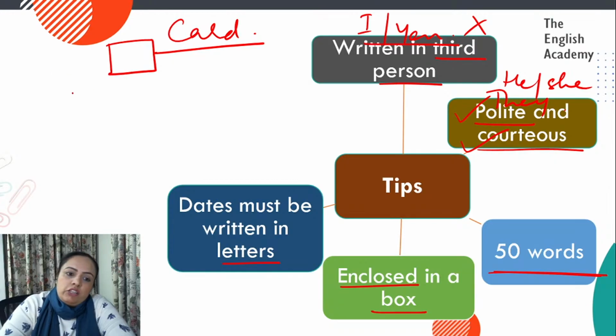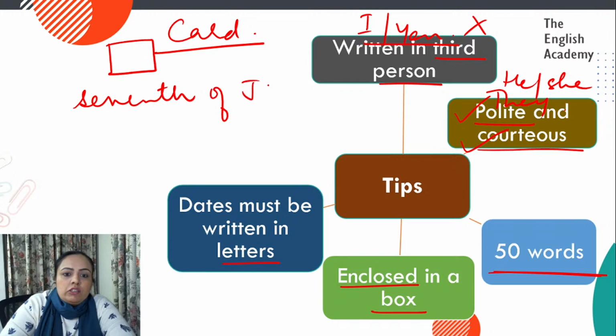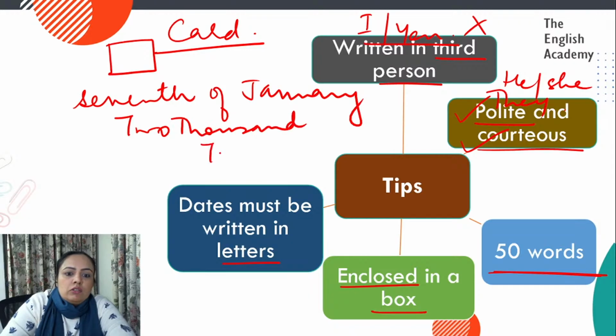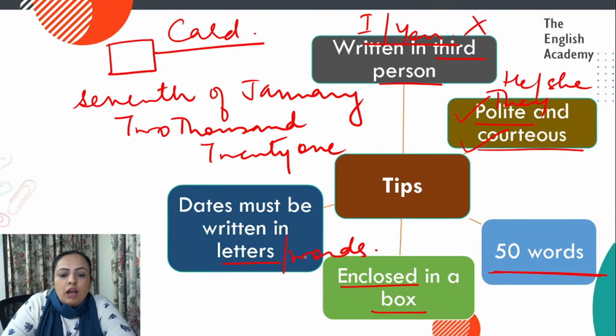तो आप अपने इनविटेशन में लिखेंगे you are invited to my housewarming party which will be held on 7th of January then 2021. So this is how you have to write in letters. What I mean in letters means in words. तो आपको इस तरह से डेट और टाइम भी इसी तरह से वर्ड्स में लिखना है.